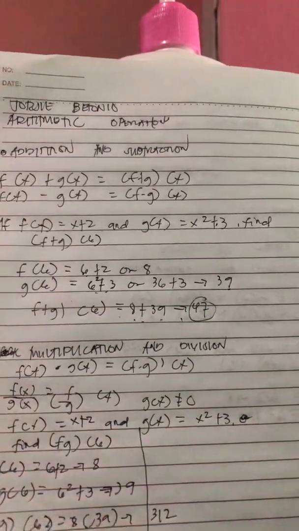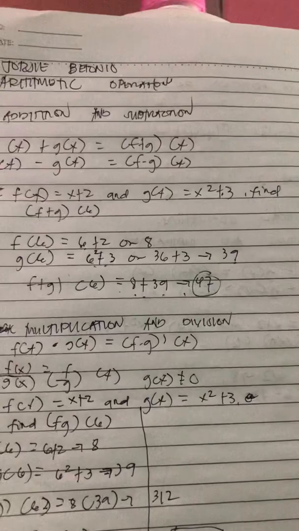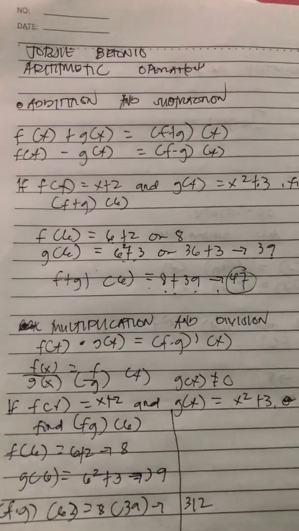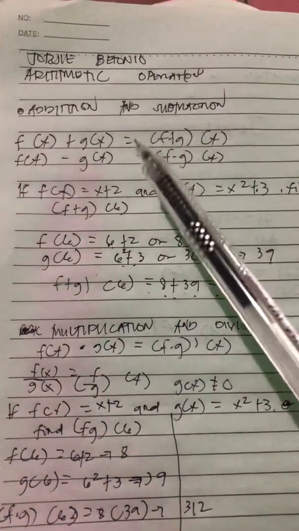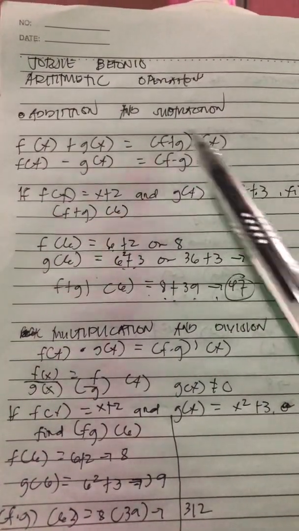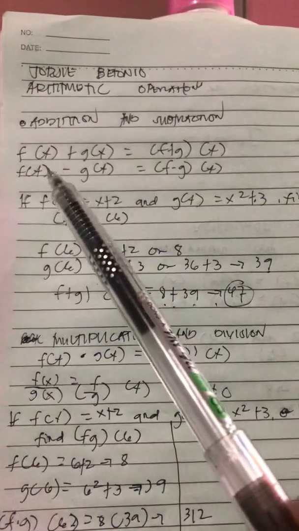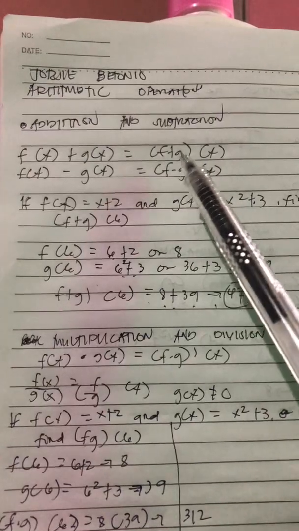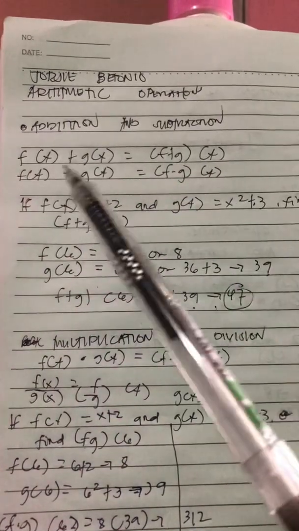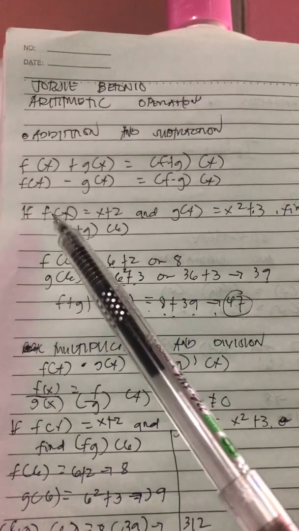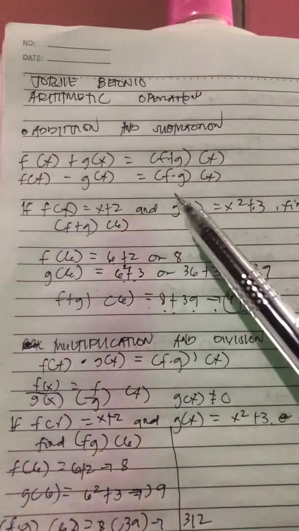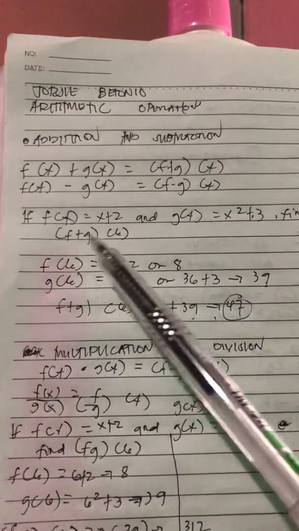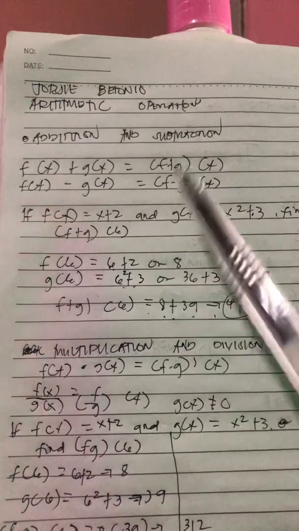Okay, so this is the arithmetic operation of subtraction and addition. If f of x plus g of x is equal to f plus g of x, then f of x minus g of x is equal to f minus g of x. If f of x is equal to x plus 2 and g of x is equal to x squared plus 3, then find f plus g of 6.